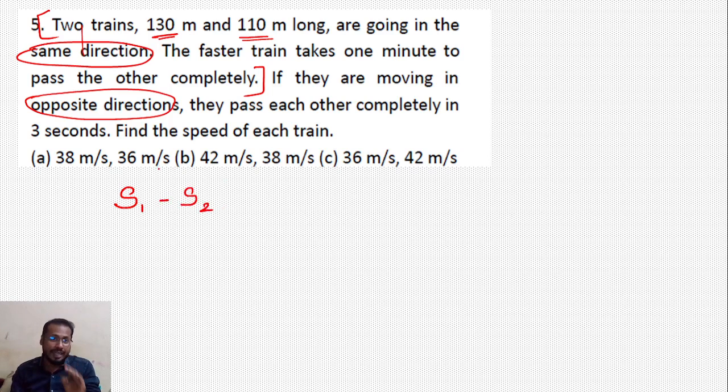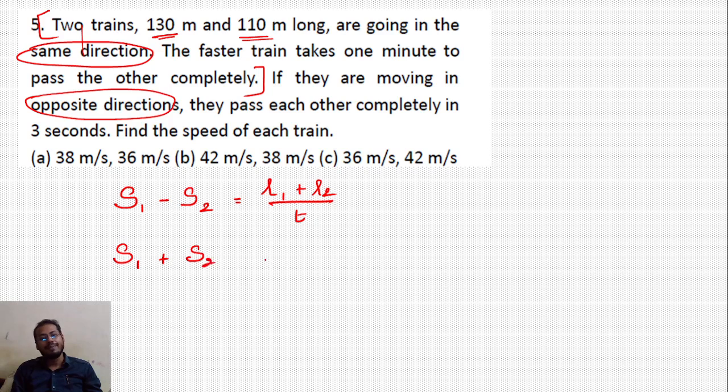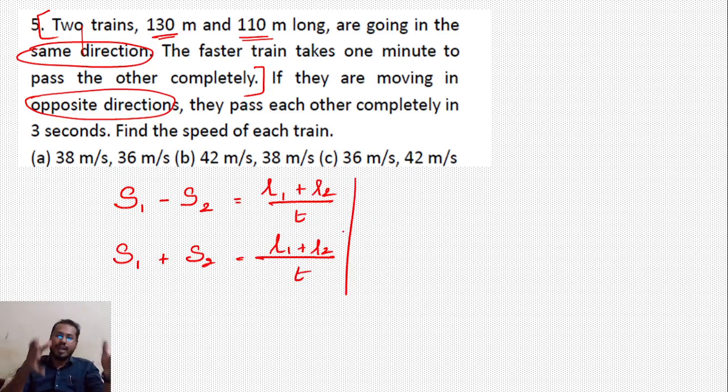Look at these two trains. Both the trains have speed, correct? Both the trains had length, so (L1 plus L2) over T. Two trains traveling in the opposite direction means you need to add. That's it. This is the simple formula we need to remember. Okay, so now I'm going to plug in the values for this.